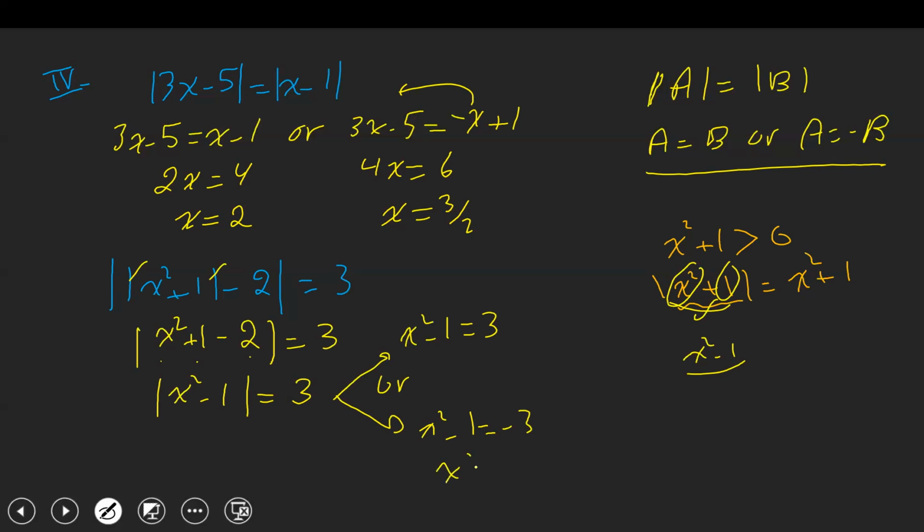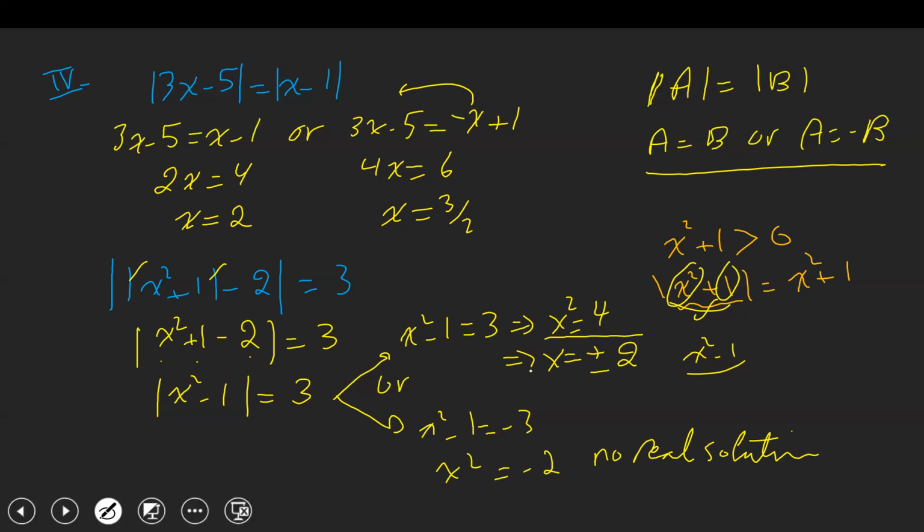In the second case, we take minus 1 to the other side, we get x squared equal to minus 2, and this is impossible. No real solution, because as we have learned in the first lesson, x squared equal to a negative number is not possible. However, here we get x squared equal to 4, a square equal to a positive number. This means x is equal to plus or minus the square root of 4, which is 2. So here's the final answer.